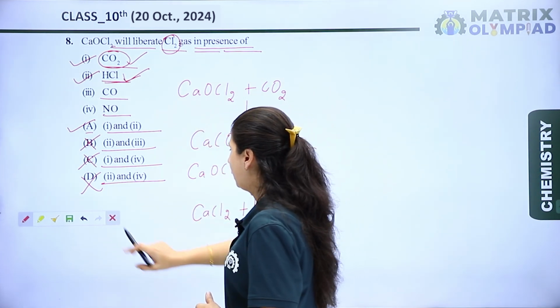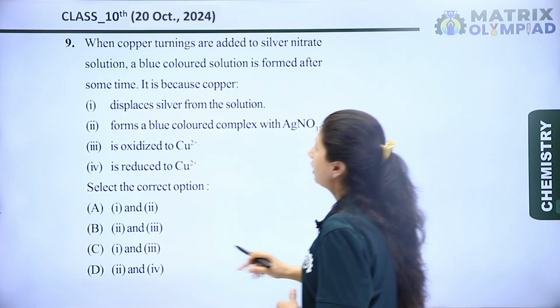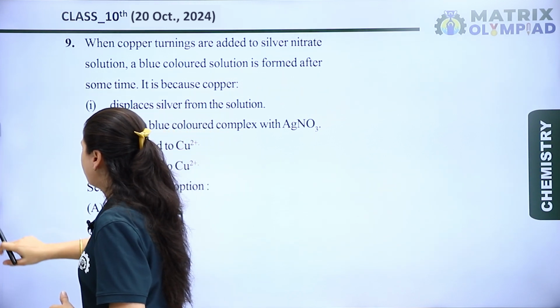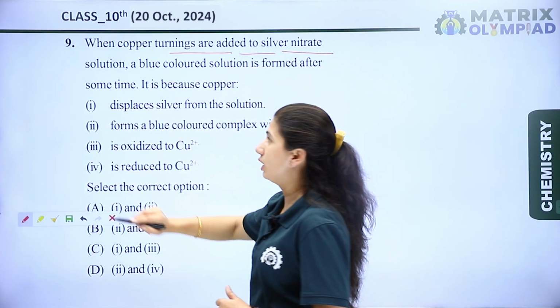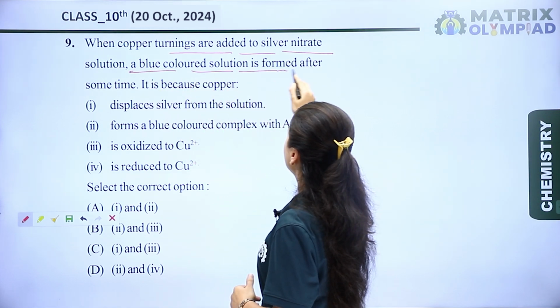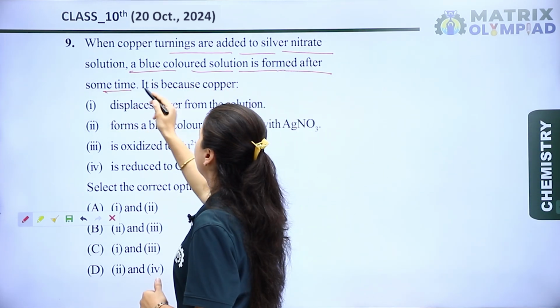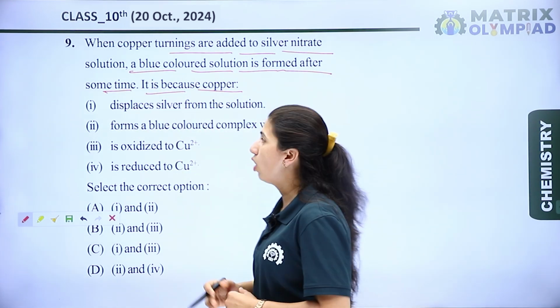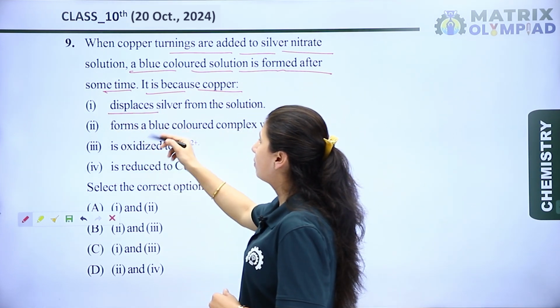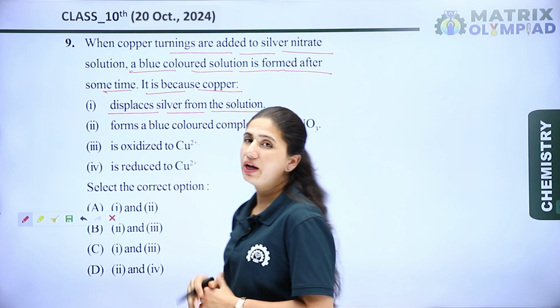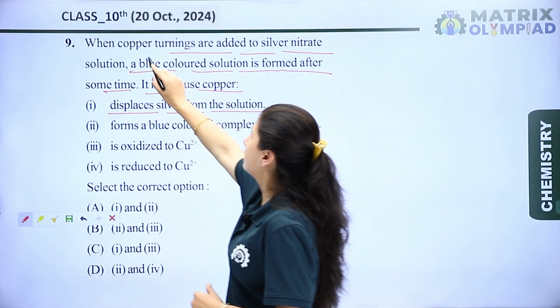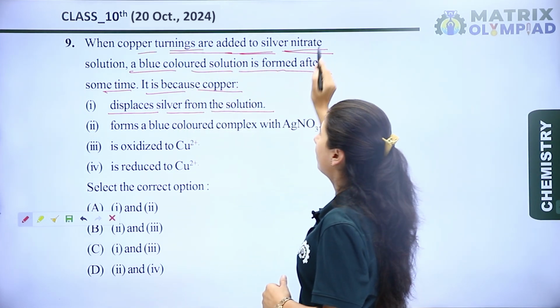Now let's see the next question. When copper turnings are added to silver nitrate solution, a blue colored solution is formed after some time. It is because copper, first, displaces silver from the solution. First, we discuss the reaction: in the question, copper turnings are added to silver nitrate solution.